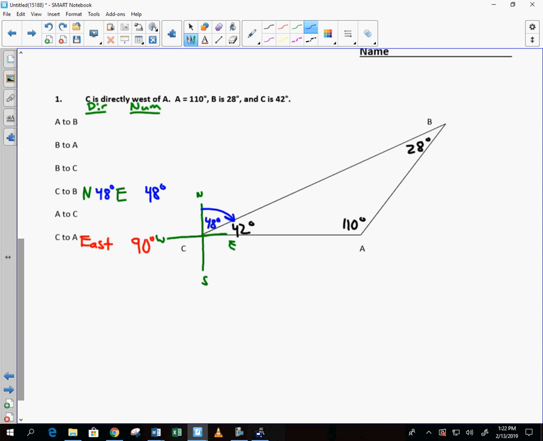Time to move to a new location. We are done with C. Where would you like to move, A or B? Let's move to A. Thank you for your thoughts. Anybody know why I moved to A? Yeah. A to C. What is A to C? It is west.